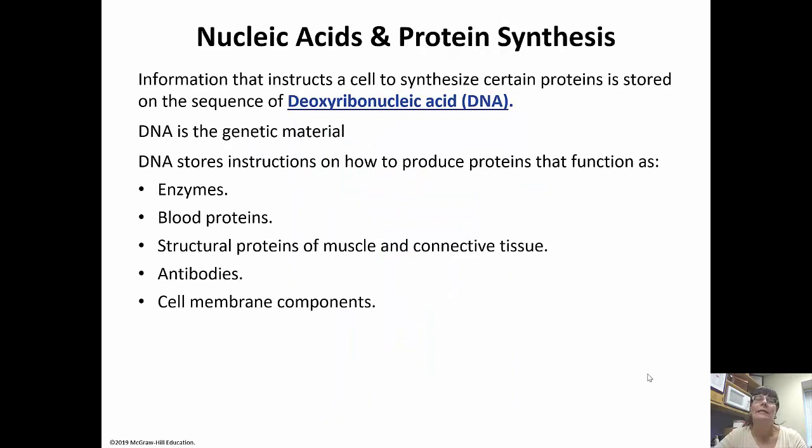Then we have protein synthesis. Nucleic acids, deoxyribonucleic acid in particular, our DNA, is the genetic material that basically tells us what proteins we will make and what we won't make. So enzymes, blood proteins, structural proteins, antibodies, cell membrane components, all of these proteins are going to be made according to the DNA instructions.